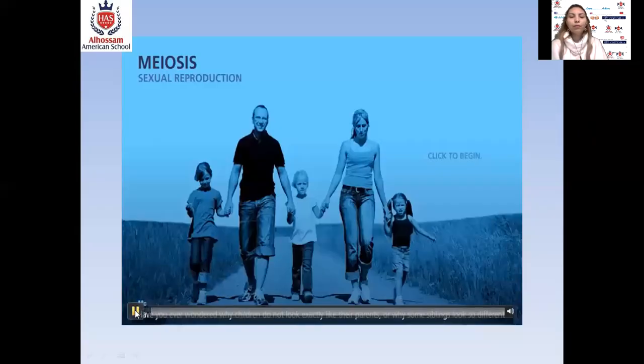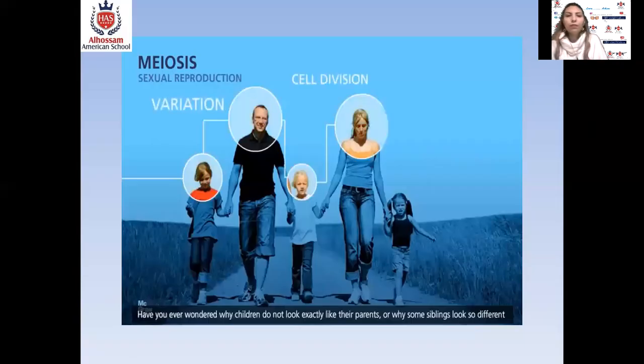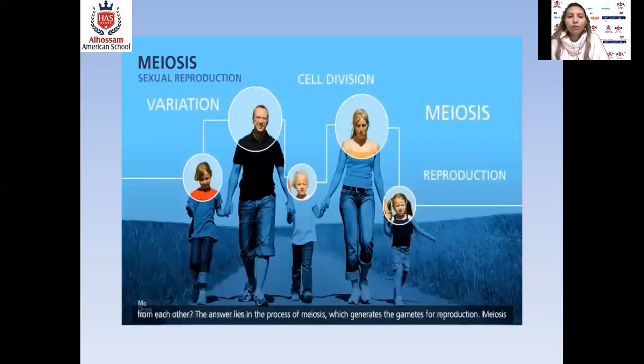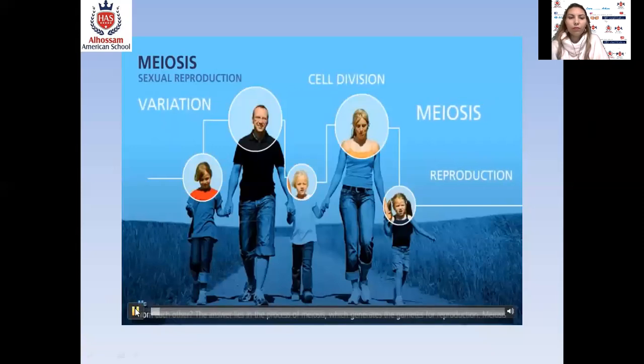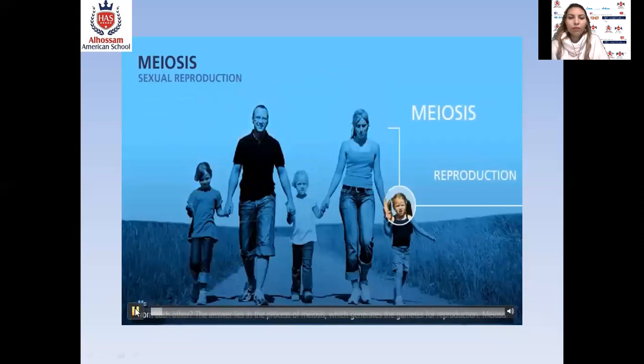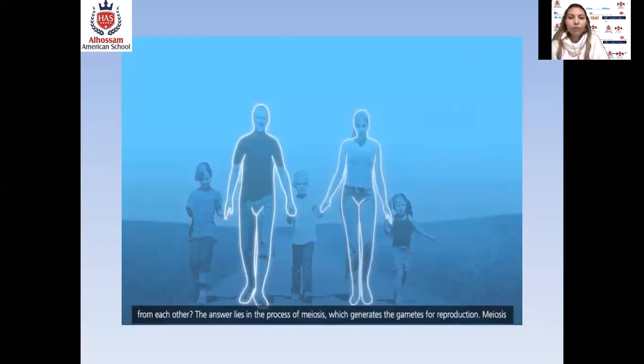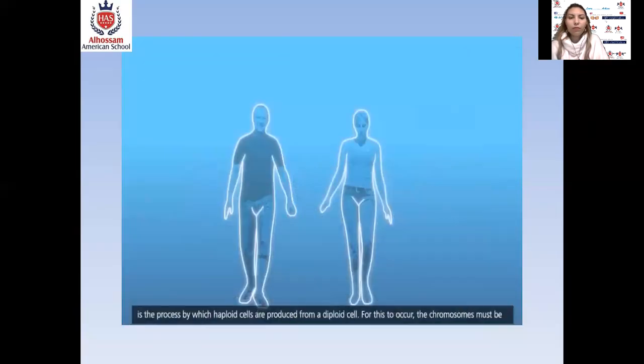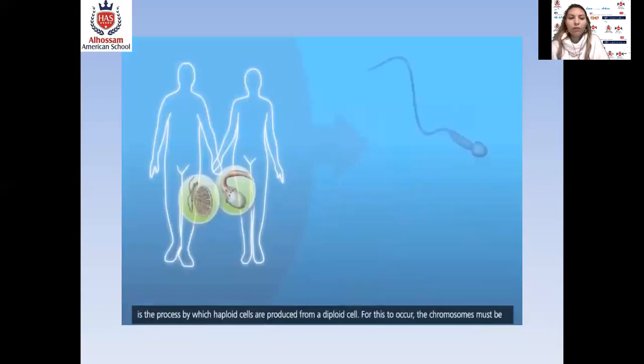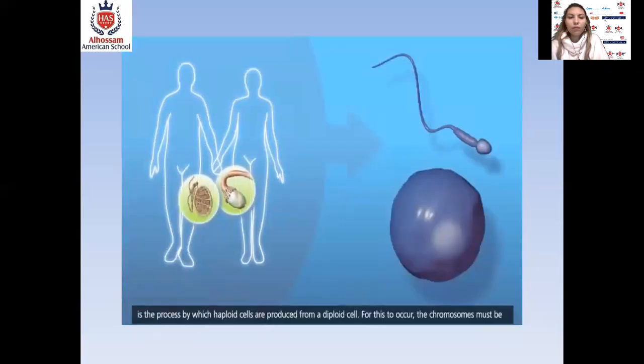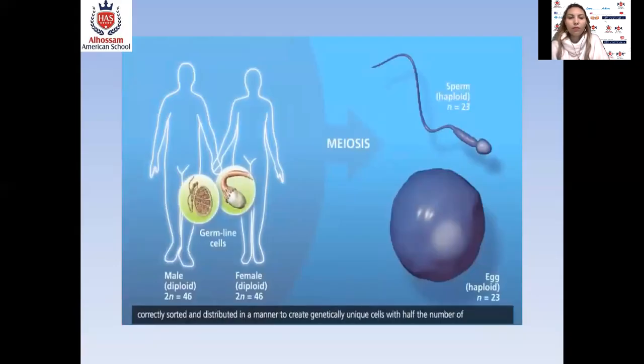Have you ever wondered why children do not look exactly like their parents, or why some siblings look so different from each other? The answer lies in the process of meiosis, which generates the gametes for reproduction. Meiosis is the process by which haploid cells are produced from a diploid cell. For this to occur, the chromosomes must be correctly sorted and distributed in a manner to create genetically unique cells.